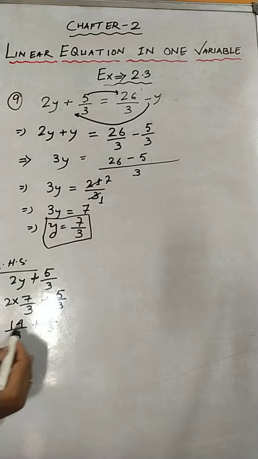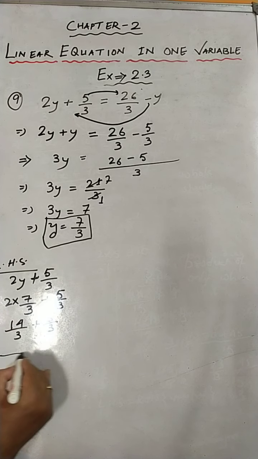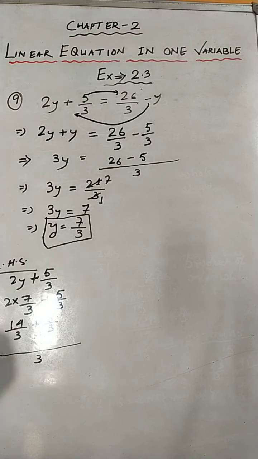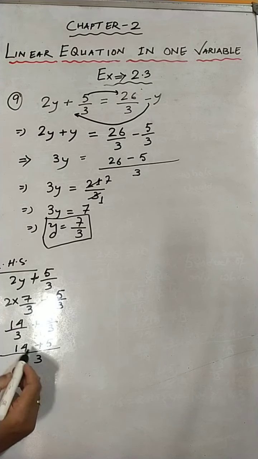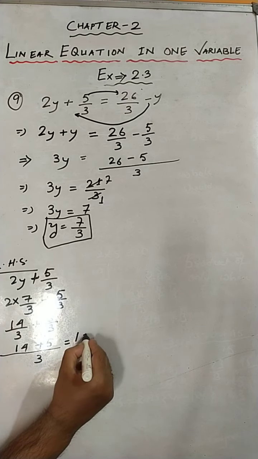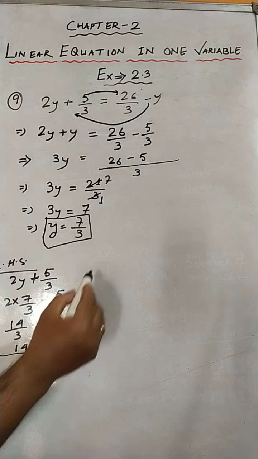Both the fractions are carrying the same denominator, so the LCM would be 3. And here we will write 14 plus 5. So what will be the answer? 14 plus 5 will give us 19 by 3. So the answer of LHS is 19 upon 3.